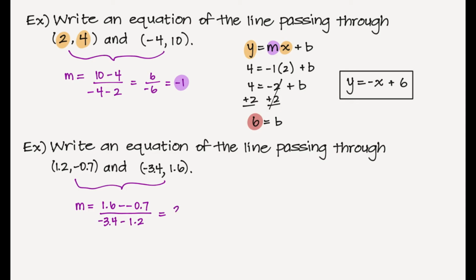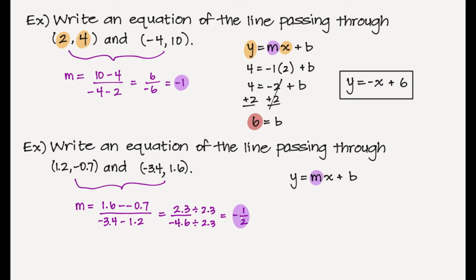1.6 plus 0.7 is 2.3, and -3.4 minus 1.2 is -4.6. I'm going to divide both of these by 2.3 so that I can simplify my fraction. When I do that, I'm left with -1/2. So look at that. All right, let's go ahead and pick one of our points now to plug in to our formula with our slope.